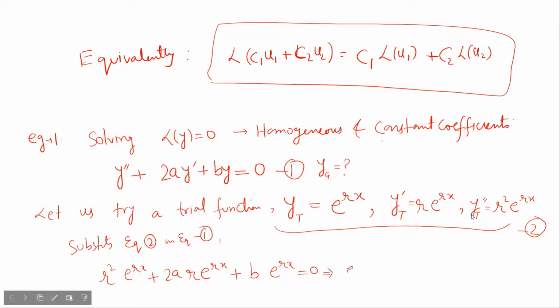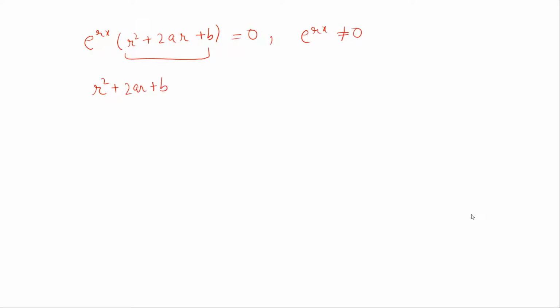So e to the power rx would be common: e to the power rx into r square plus 2a r plus b is equal to 0. We know that e to the power rx can't be 0 because we have assumed this trial function; otherwise, if it is 0, then no solution would be there. So e to the power rx can't be 0, therefore this must be equal to 0. This states that r square plus 2a r plus b should be equal to 0.